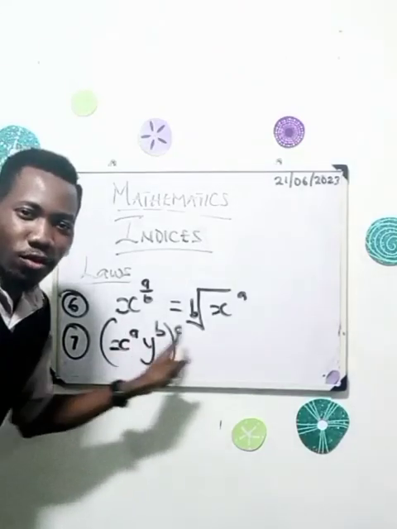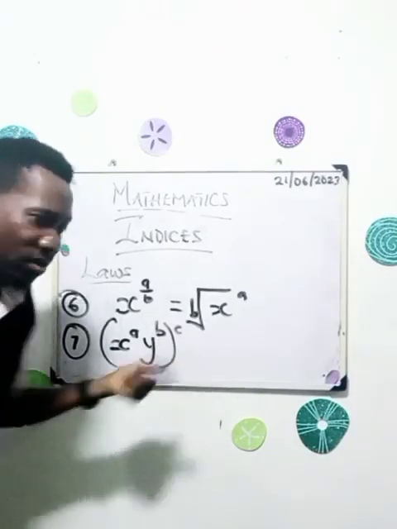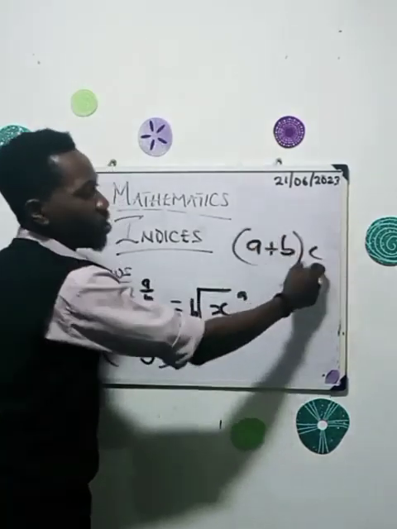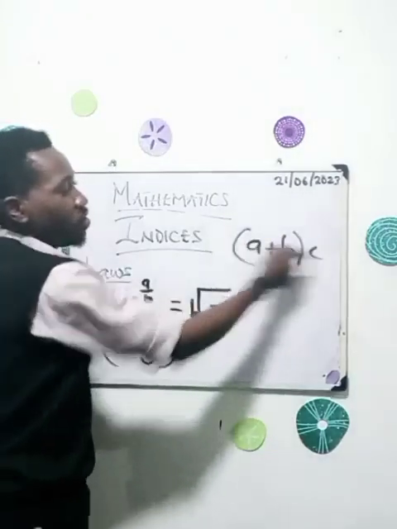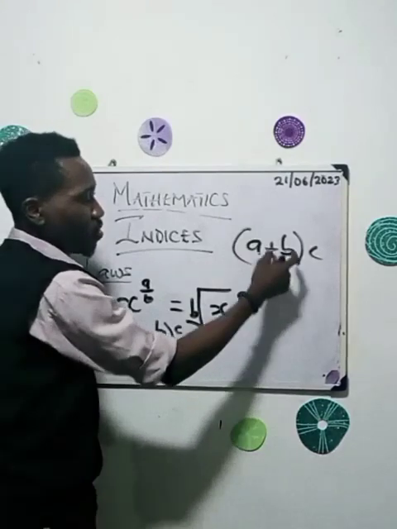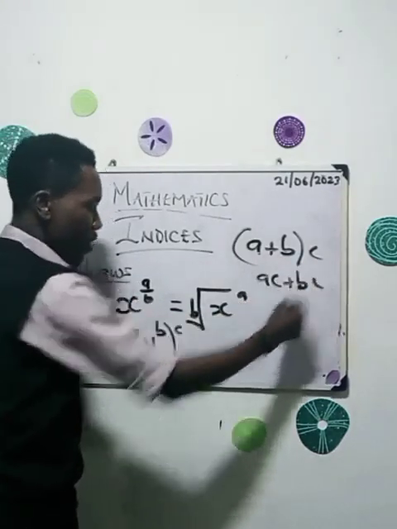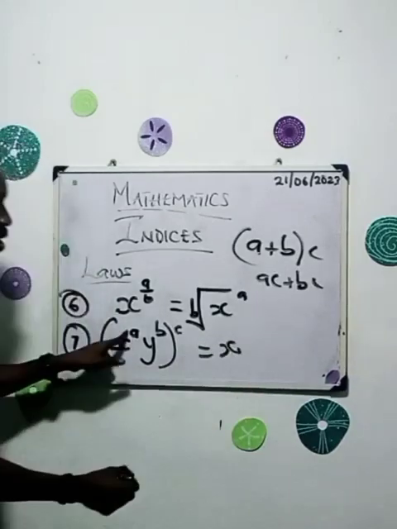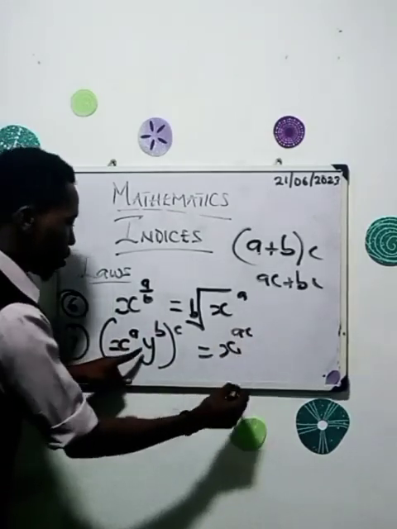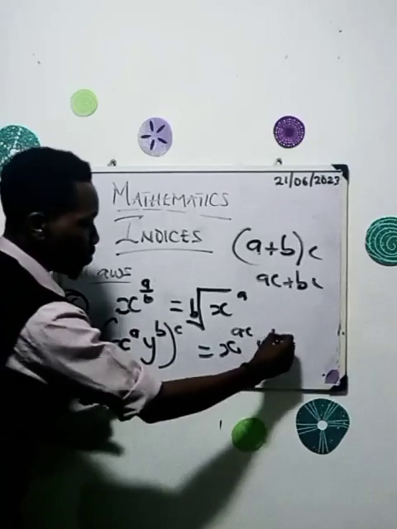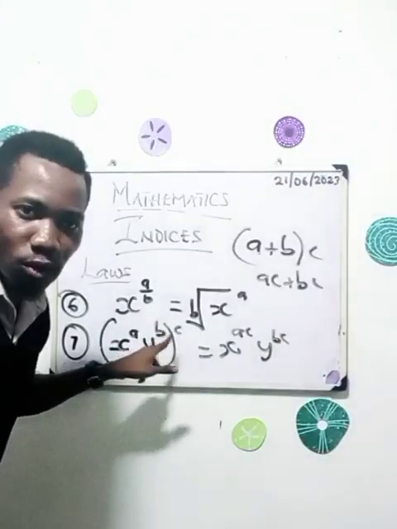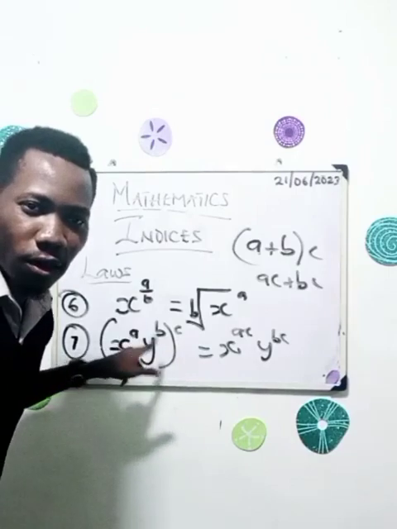Just like your normal algebra, c(a + b), c will multiply everything. So c times a becomes ac, and this becomes bc. So the same thing happens here. You are going to have x to the power ac, y to the power bc. That's this one. So it's not affecting just the b alone, it's going to affect the a also.